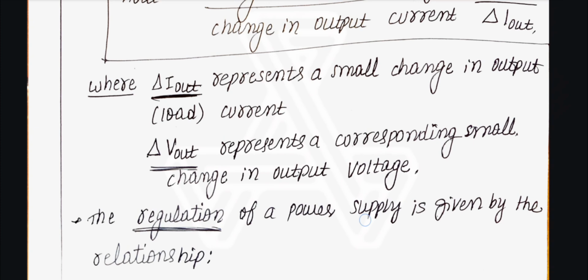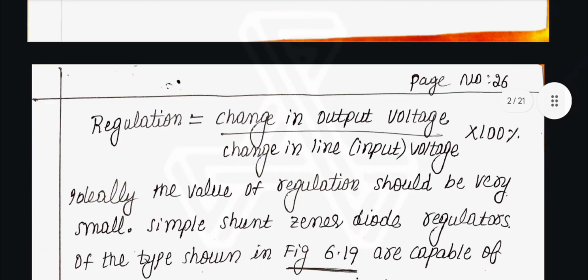The regulation of the power supply is given by the relationship: regulation is equal to change in the output voltage by change in the line input voltage into 100%. Ideally, the value of regulation should be very small. Simple shunt Zener diode regulators of the type shown in 6.19 are capable of producing values of regulation of 5% to 10%.